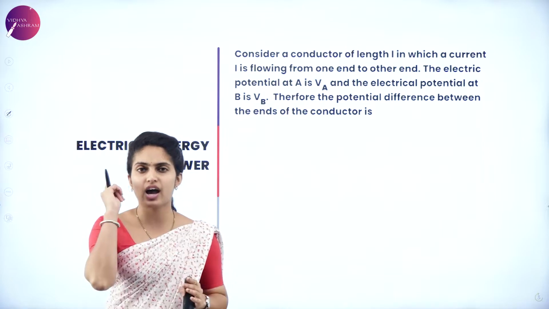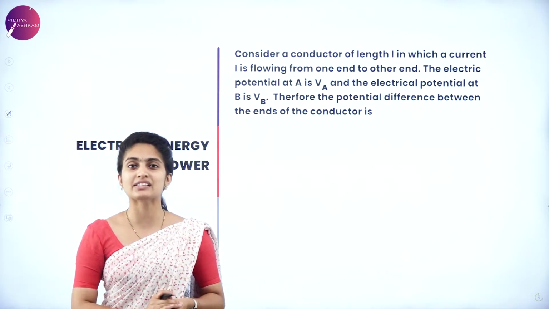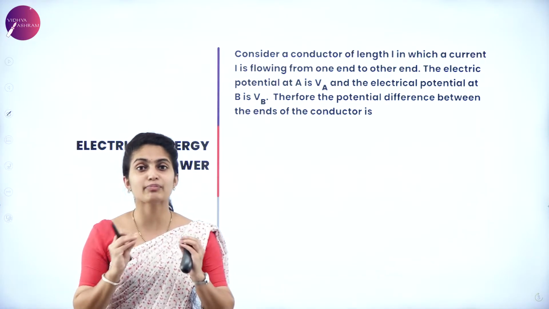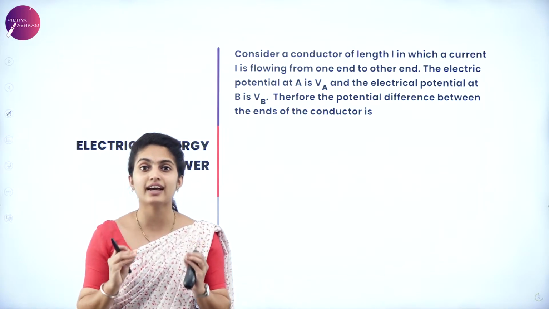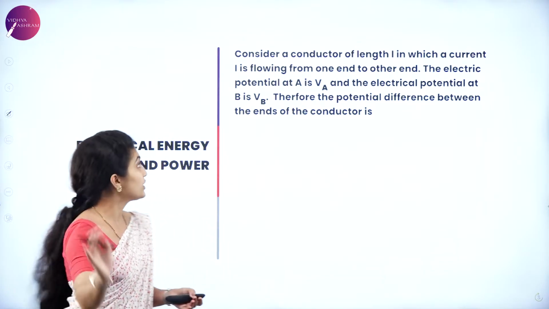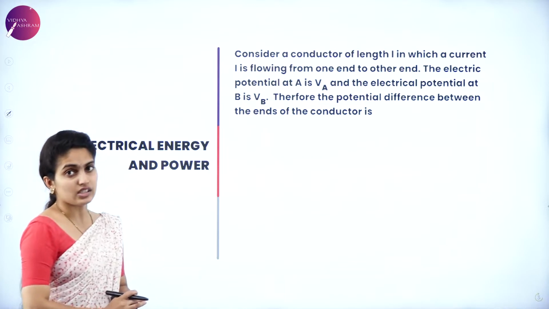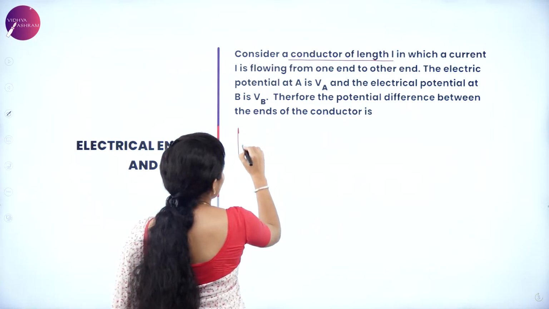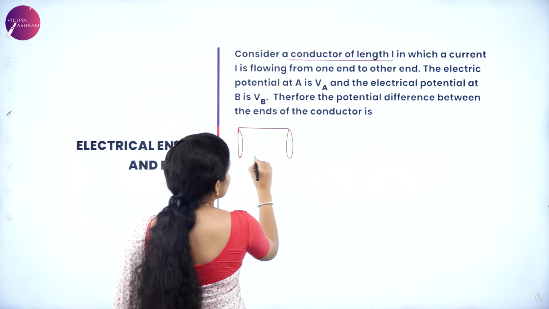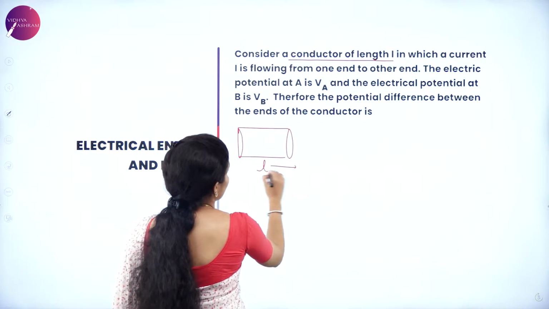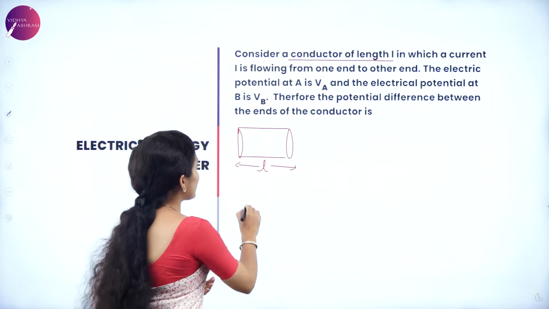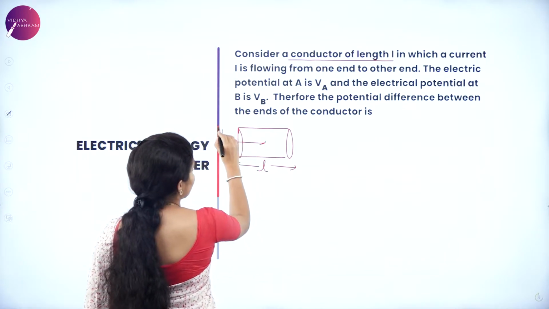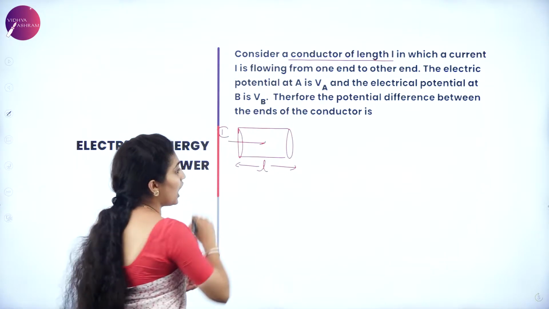So all those have a simple and a single solution, that is just imagine by plotting the diagram over there. Okay, so consider a conductor which has a length L. There is a conductor with length, call it L, in which a current I is flowing from one end to the other end.